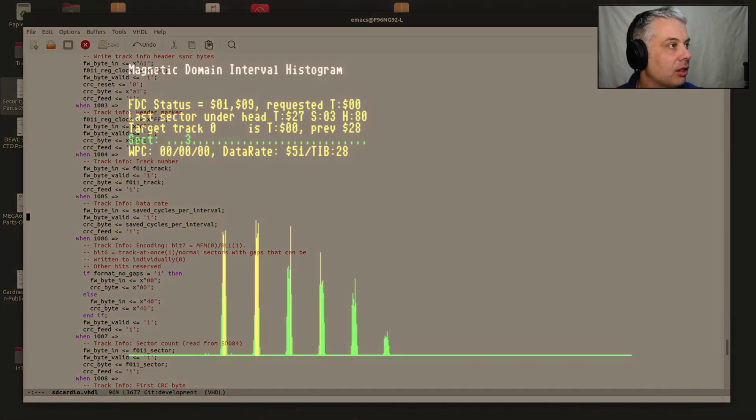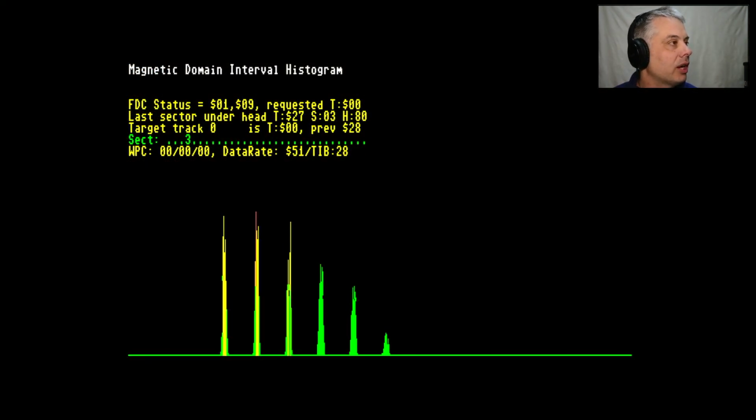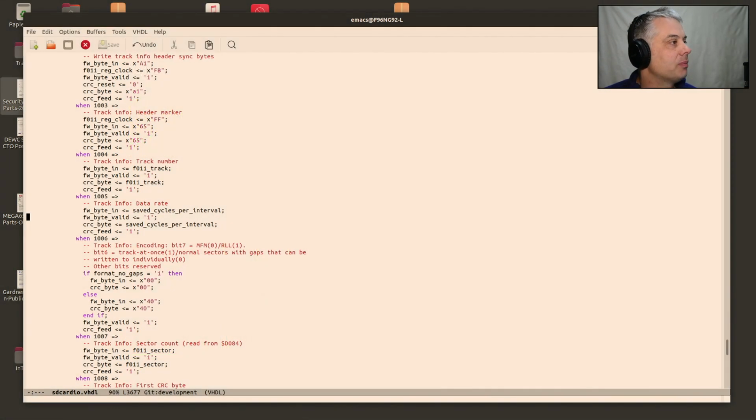Yeah, it is. The TIB says 28. Yeah, because they're all nicely spaced, right? So this is HD density of that, so that's all good. Yep. So we get the track number, the data rate, and some encoding information that will tell us whether it's MFM or RLL. This is going to change a bit because we're actually going to support an additional type of RLL fairly soon. That will let us get higher data density, I think.